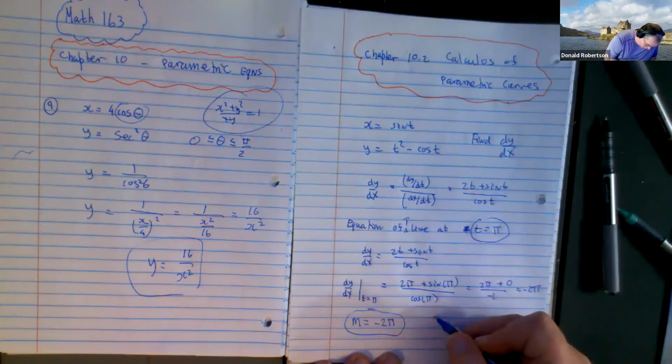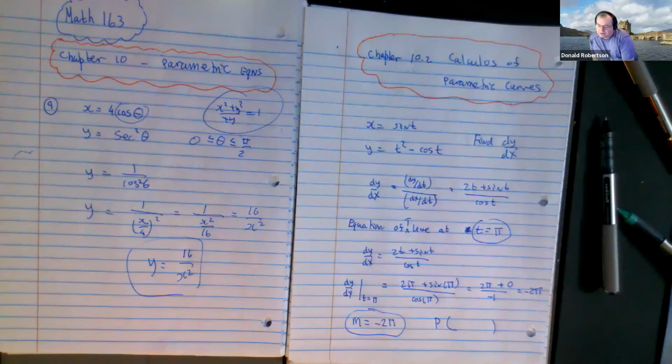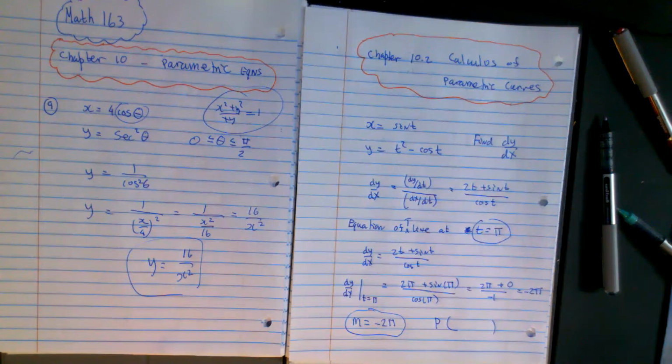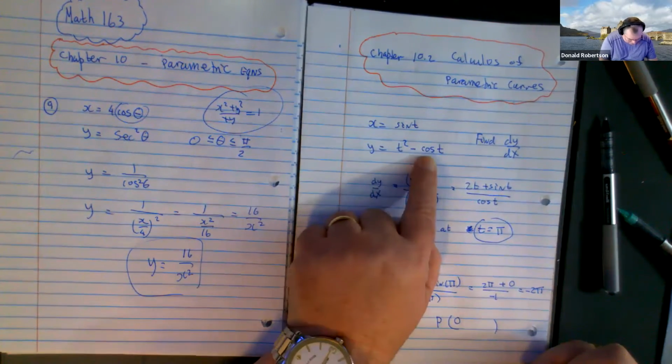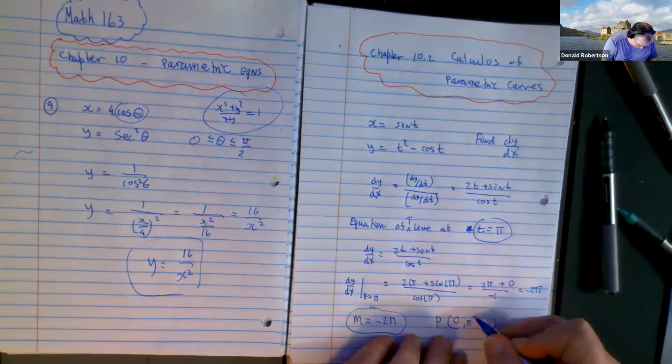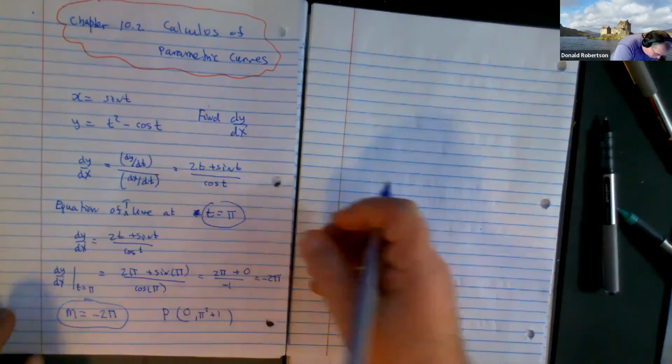Don't I also need to know what the x and y coordinate of P is? Right. How am I going to find the x and y coordinate of a point where the parameter t is equal to pi? How do you think I should do that? Put pi back into the original equations. Right. Sine of pi gets you nothing. Pi squared take away that is pi squared, take away -1, so that's pi squared plus 1. Okay, it's maybe not the prettiest equation in the world, but it is going to work.